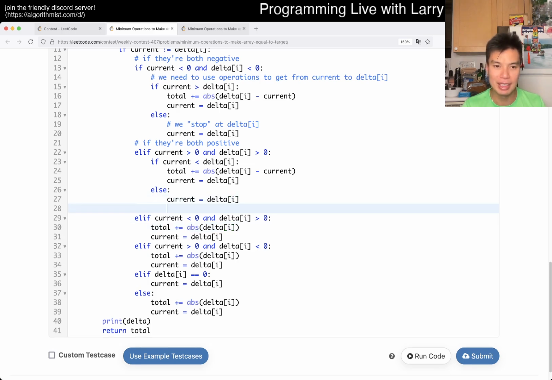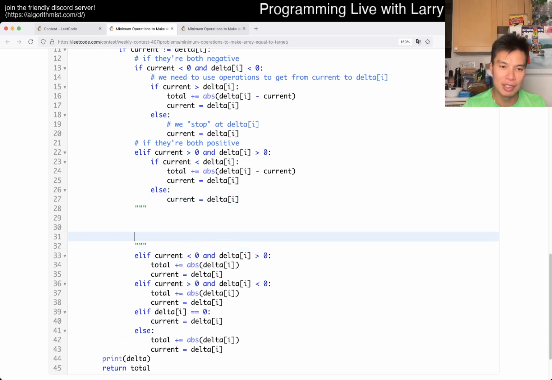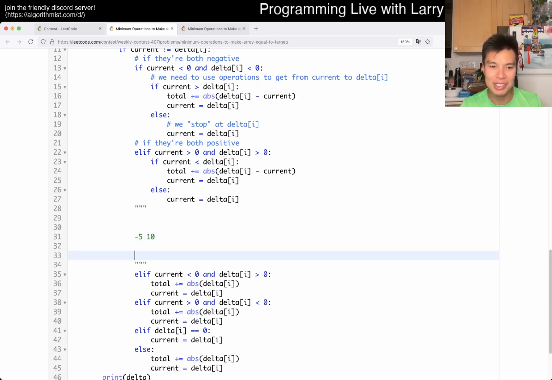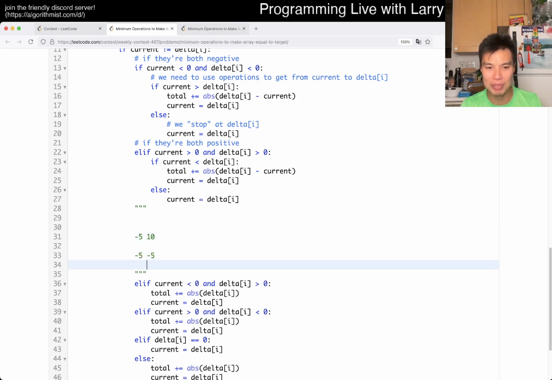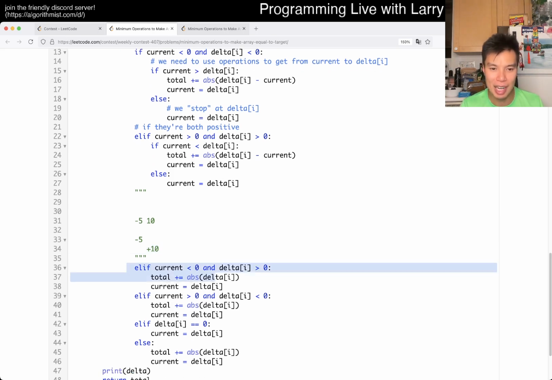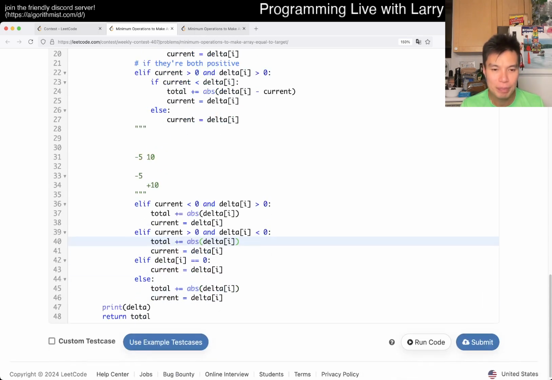An example for this is that if they're different signs, so the previous is -5, and then the next is going to be, say, 10. Well, you could do -5, and then plus 15 to get there, but that doesn't make sense, right? So you just start a new subarray and do plus 10. So that's basically the logic here, and the same thing for the other case, just have different signs, then that's all you need.